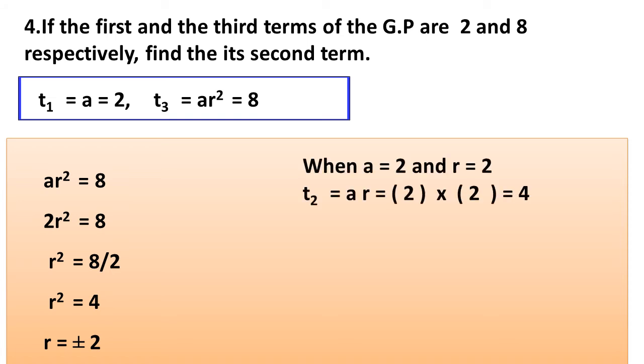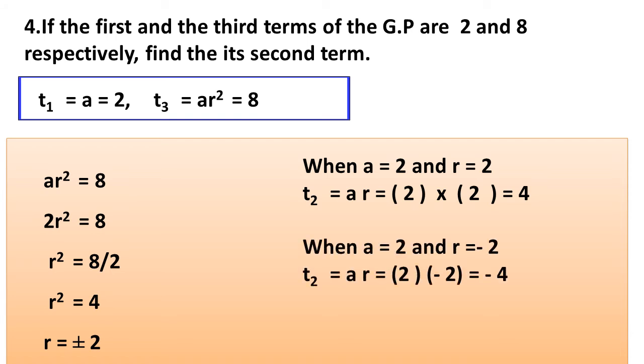So when A is 2 and R is 2, the value of second term is 4. In the other way, if A is 2 and R is minus 2, the value of second term will be minus 4.